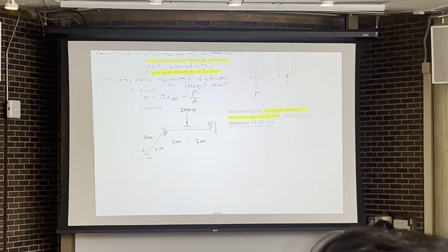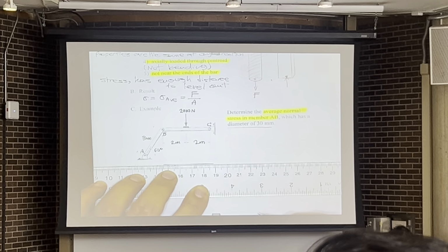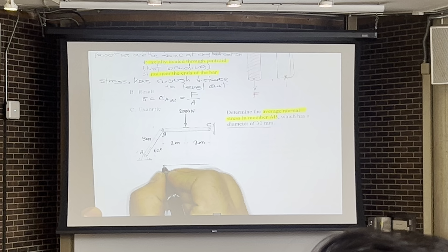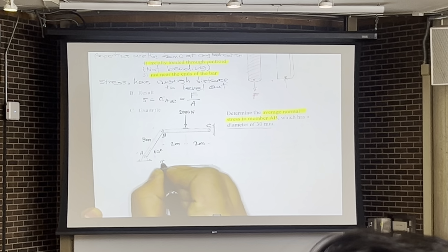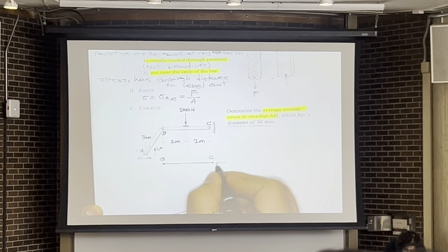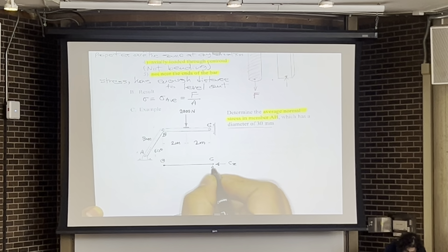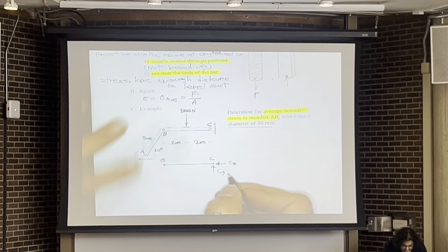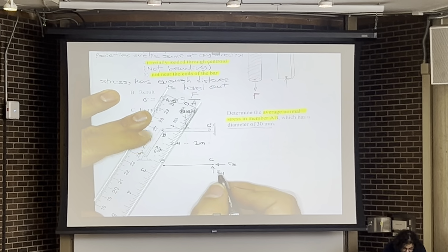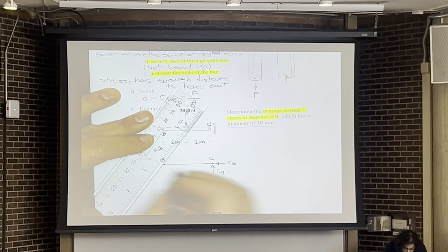So I'm gonna draw the free body diagram of member BC. I'm gonna isolate the member BC from the surroundings. This is B, this is C, and here I'm going to have reaction forces at C, so Cx and Cy. And for member AB, it's definitely a two-force member.